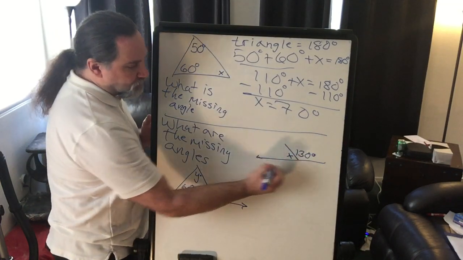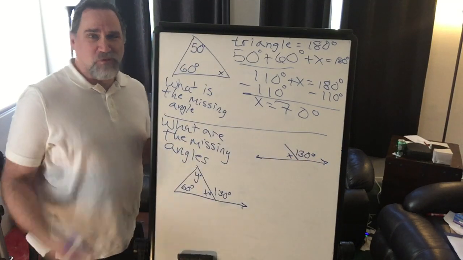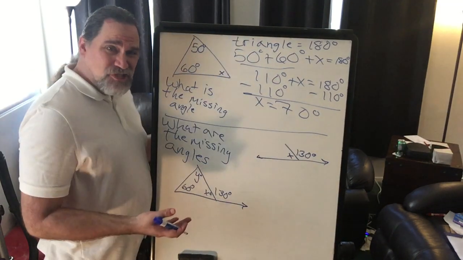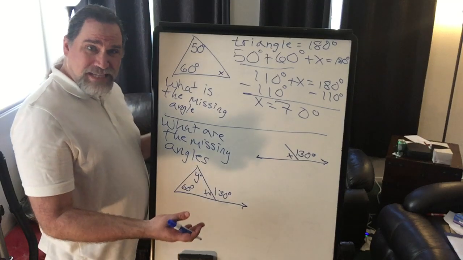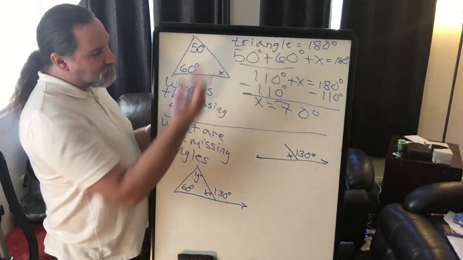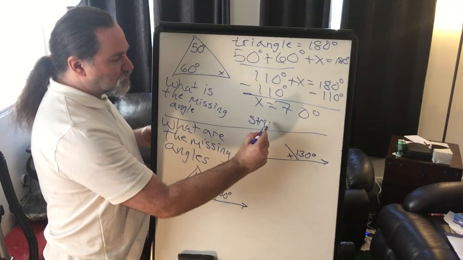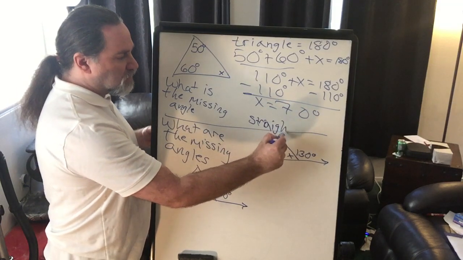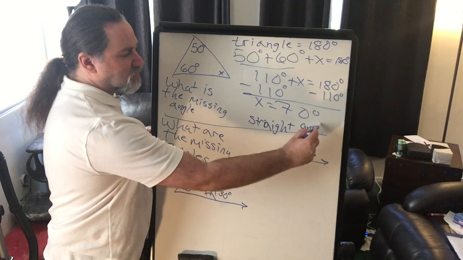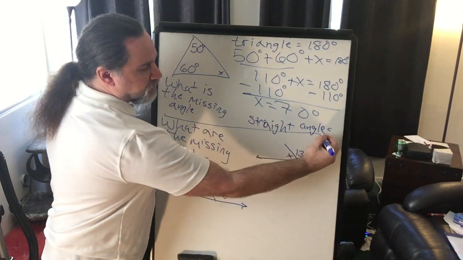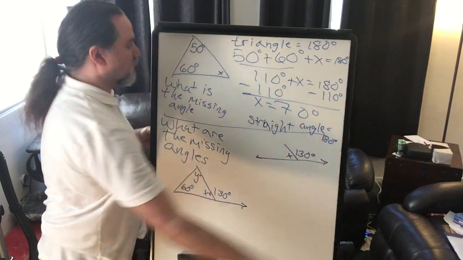Now, what have we got here? We've got ourselves a straight line. If we remember from our previous lesson, a straight line is also called a straight angle. And a straight angle, much like a triangle, equals 180 degrees. So a straight angle is also 180 degrees.